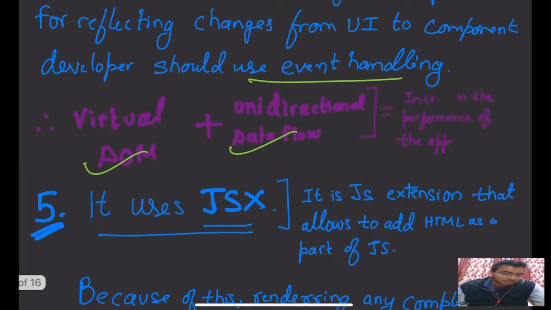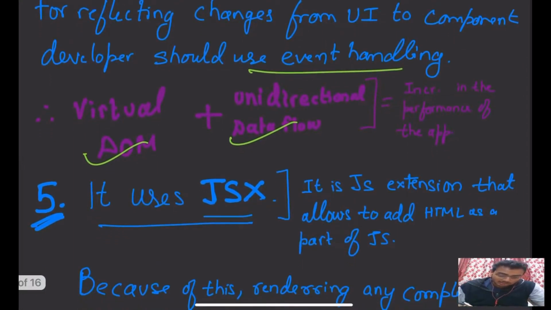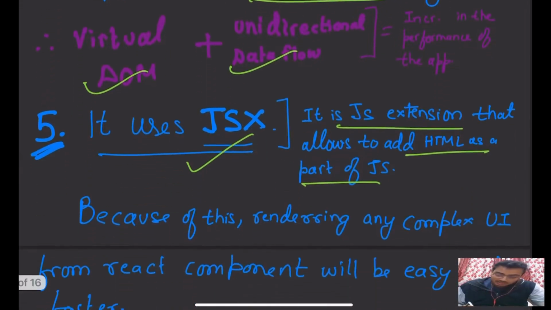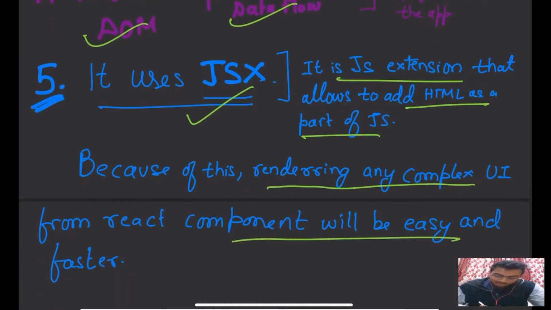Coming to our fifth advantage of why we must use React: it uses JSX. JSX stands for JavaScript extension. It is a JavaScript extension that allows us to add HTML as a part of JavaScript. Because of this, rendering any complex UI from a React component will be easy and faster.